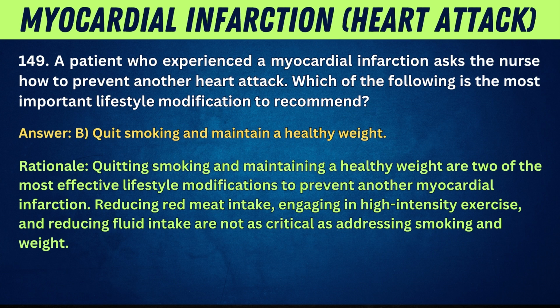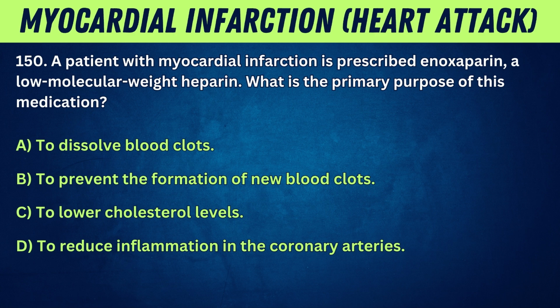Rationale: quitting smoking and maintaining a healthy weight are two of the most effective lifestyle modifications to prevent another myocardial infarction. Reducing red meat intake, engaging in high-intensity exercise, and reducing fluid intake are not as critical as addressing smoking and weight. 150. A patient with myocardial infarction is prescribed enoxaparin, a low molecular weight heparin.